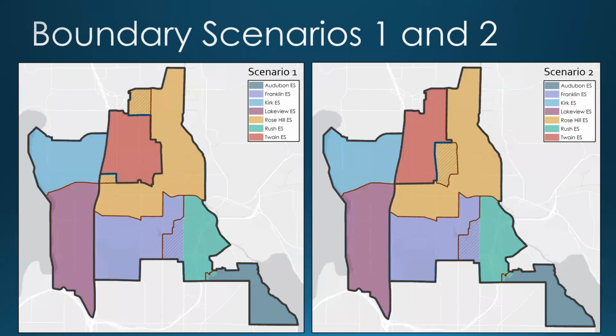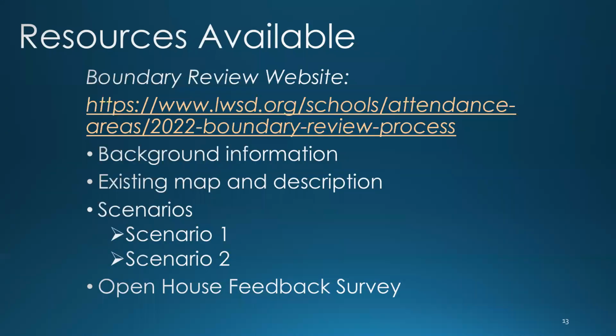Please review scenarios 1 and 2, both the maps and the utilization statistics on the boundary review landing page. Thank you for learning more about these boundary scenarios. We want to hear your input on scenarios 1 and 2. The Boundary Review website contains a link to the feedback survey. Again, the survey will be open from January 19th to January 29th. All feedback from this survey will be shared with the Boundary Committee as they work to develop a final recommendation.